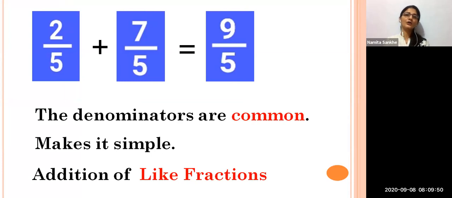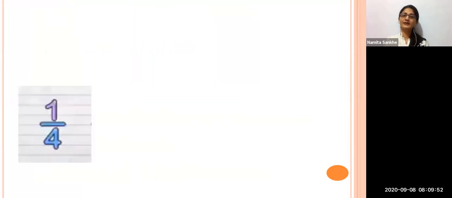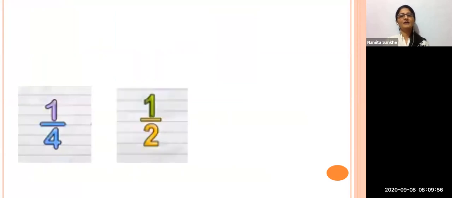Now, what to do when the denominators are different, like this? See, 1 by 4 and 1 by 2. Here, both the denominators are different. In the first fraction, it is 4. In the second fraction, it is 2. How to add these fractions then?